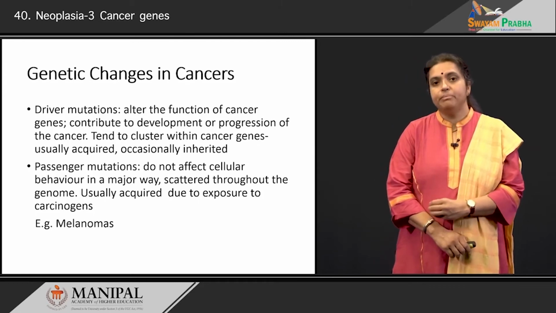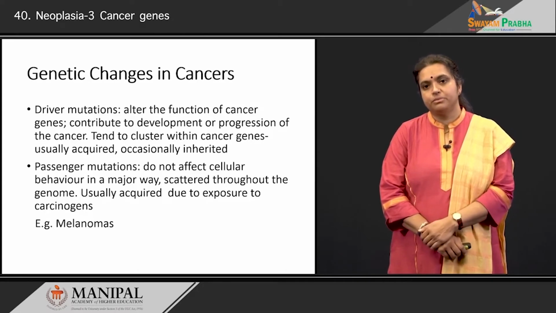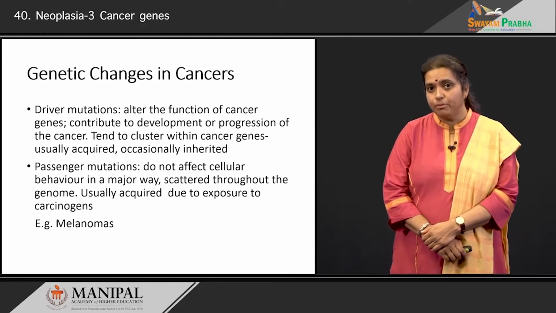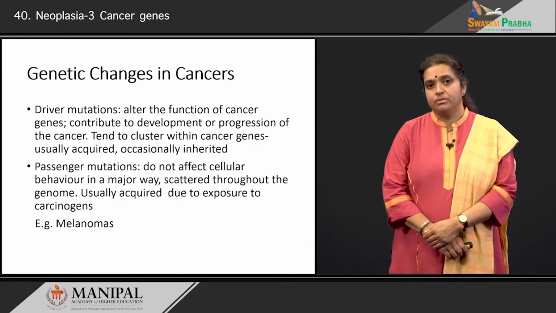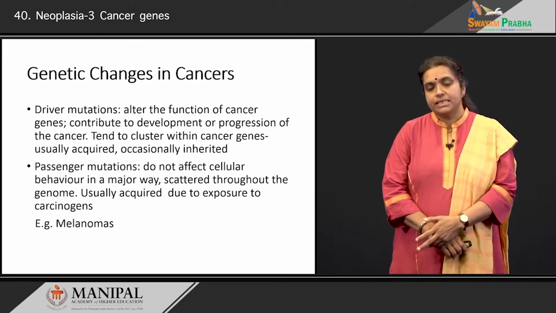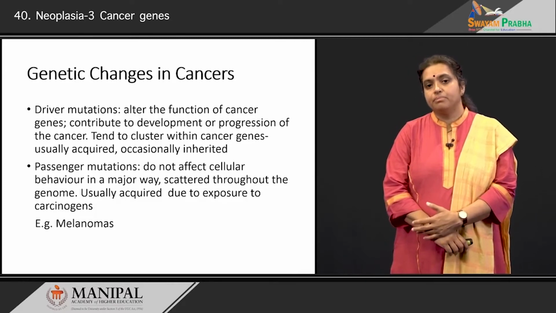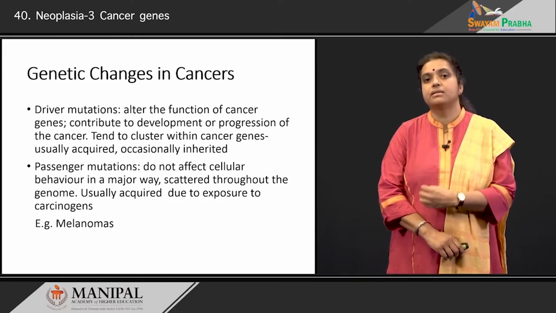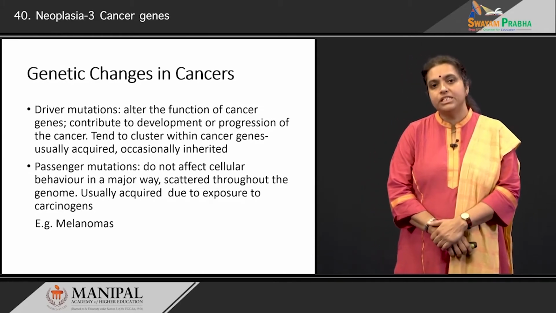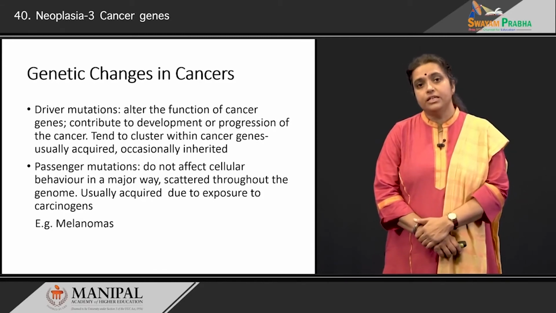They may not be the main driving force for malignant transformation to occur, but we now know that these are also very important for carcinogenesis. For example, in melanoma, due to UV radiation damage, there are passenger mutations, or mutations that span across the entire genome. They are scattered throughout the genome. In contrast to driver mutations, they are not clustered within regions.